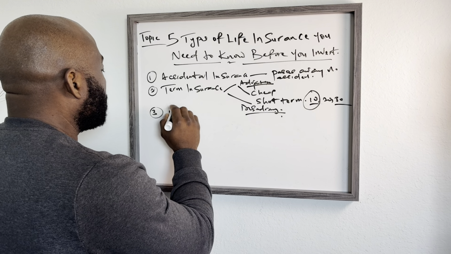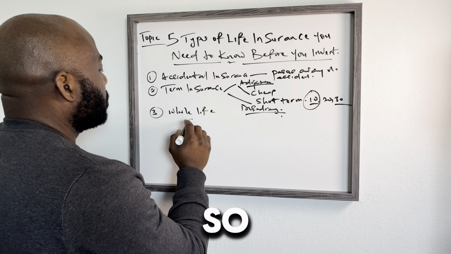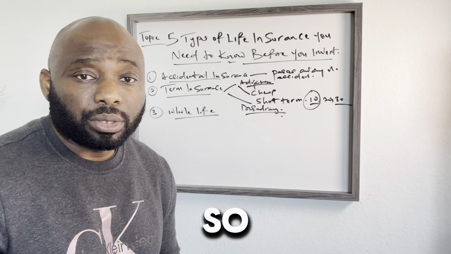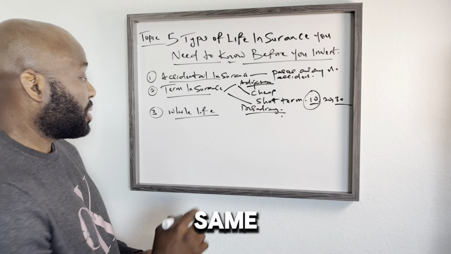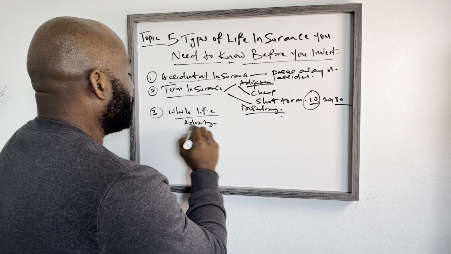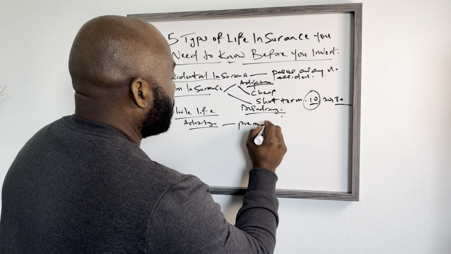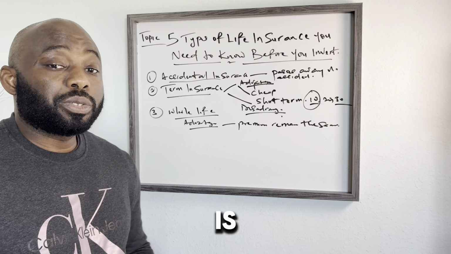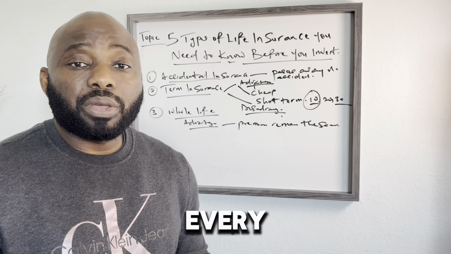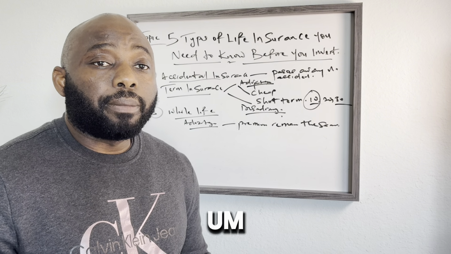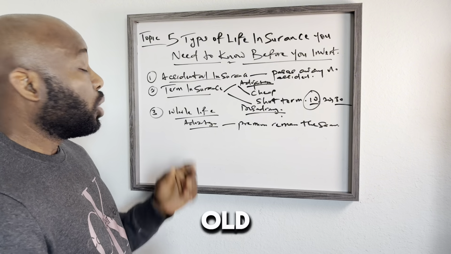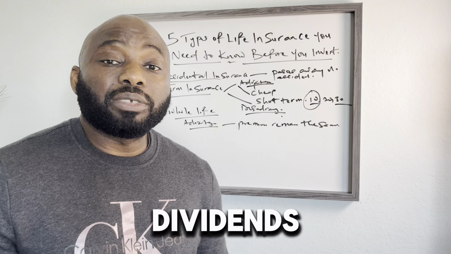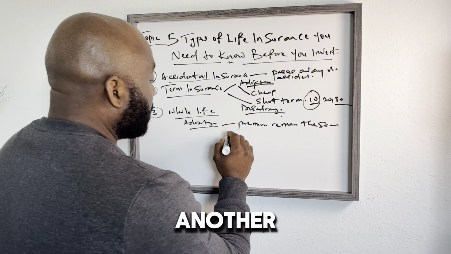So now let's look at the third type of insurance, whole life. I'll start with the advantage. With whole life, the premium remains the same. What I mean by premium is what you pay every month or every year; it remains the same. Another advantage of whole life is that it has some cash accumulation value, which means you'll be getting some kind of dividends every year.